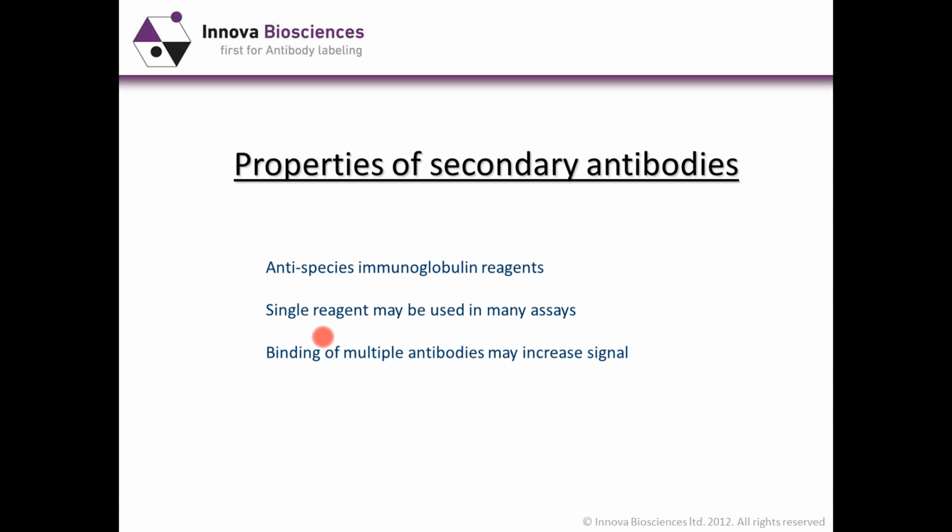So if you have a horseradish peroxidase conjugated secondary for use in ELISA assays, and you have a number of mouse monoclonals against different antigens, you can use the same secondary antibody in each of those assays. And that's obviously giving you some advantage in terms of simplicity for your immunoassay design.